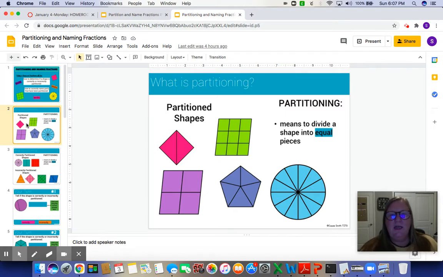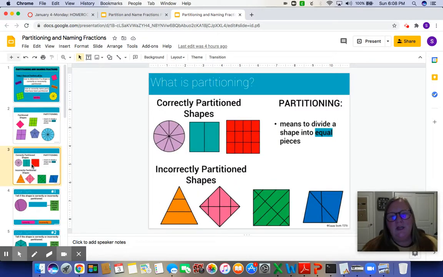What is partitioning? Partitioning means to divide a shape into equal pieces. If you notice the word equal is highlighted, that's because that is a super important word. For it to be partitioned, it has to be equal, which means all the pieces have to be the same shape and the same size. If you look at the shapes in this anchor chart, you'll notice that in the pink square both of those triangles are the same size and shape. Same way with the other shapes, all of the pieces are equal. They're the same amount.